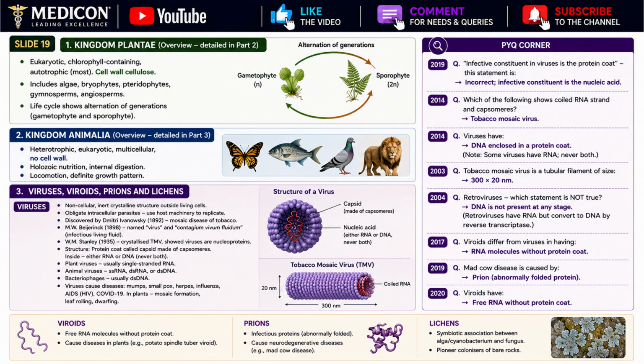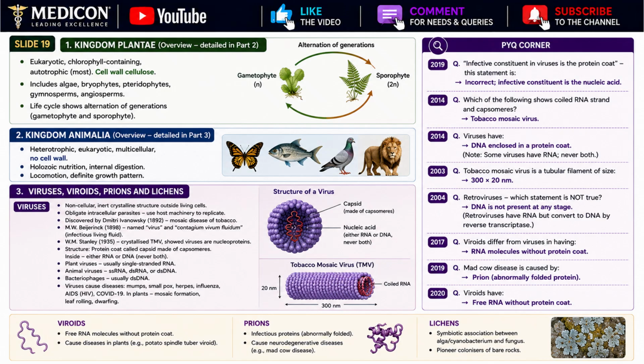Plant viruses usually have single-stranded RNA, whereas in animal viruses you can find single-stranded RNA, double-stranded RNA, and also DNA. The bacteriophages are usually double-stranded DNA, but not always. Viruses cause diseases like mumps, smallpox, herpes, influenza, and AIDS, which is caused by HIV, and COVID-19. In plants, they cause mosaic formation, leaf rolling, and dwarfing.